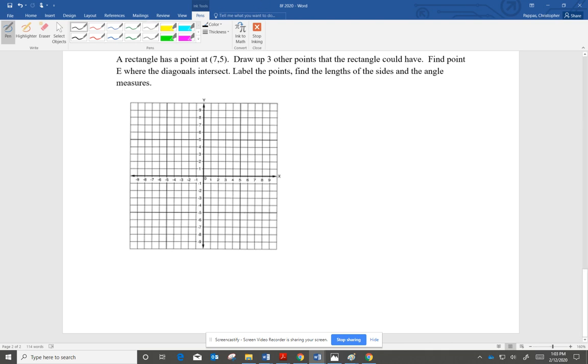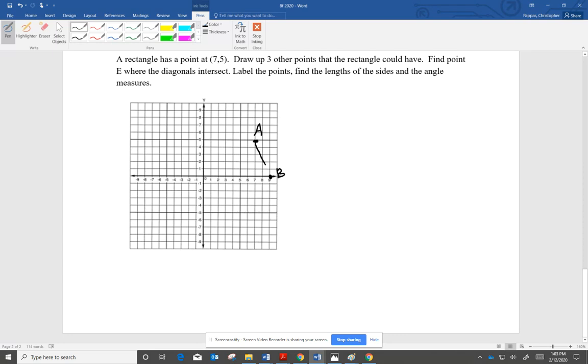Okay, so last thing, we're going to have a rectangle with a point A at 7, 5. So we're going to put point A here at 7, 5. All right. So draw up three other points of the rectangle. We have point B can go anywhere. So I'm going to put point B at 9, 0 right here. Okay. Point B is going to be here at 9, 0. All right.